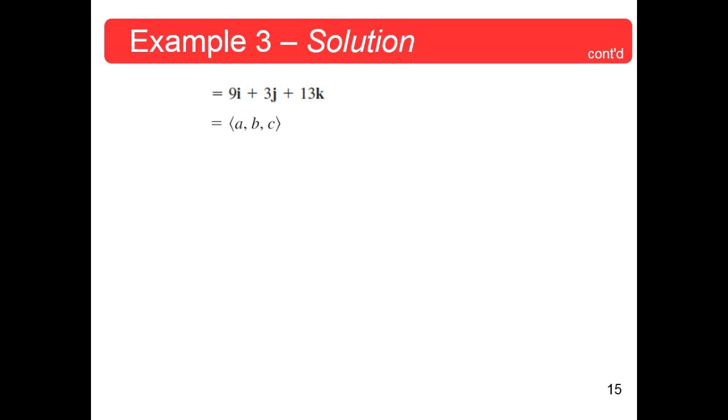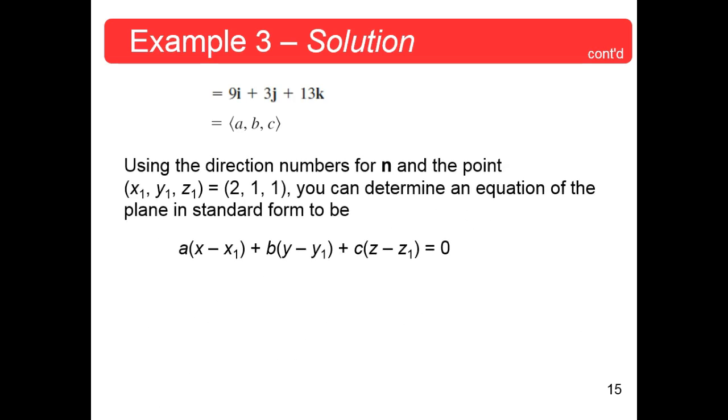So then you take that, plug it in, pick any point, and they use the 2, 1, 1, which I think is the one you chose too, wasn't it? So they do A, so the rest of it's going to be the same. A times x minus x1, which is going to be our 2, plus b, which is our 3, y minus y1, which is 1, and plus 13 times z minus z1, which is 1 again. So 9 times x minus 2, plus 3 times y minus 1, plus 13 times z minus 1.